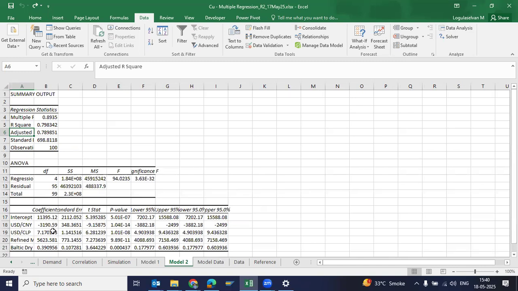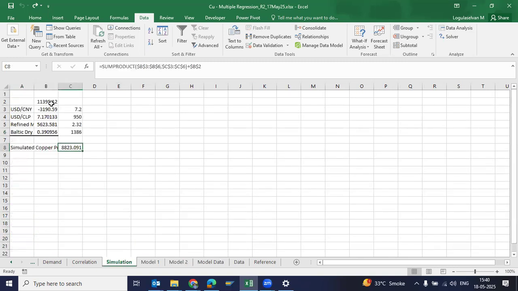So once we get this value, these coefficients are important. What we have done is prepare a simulation. We have taken the coefficient numbers and created a simulated copper price. We take the sum product of these two columns, the coefficients and these values, which we can change as we like, and finally the intercept is added.